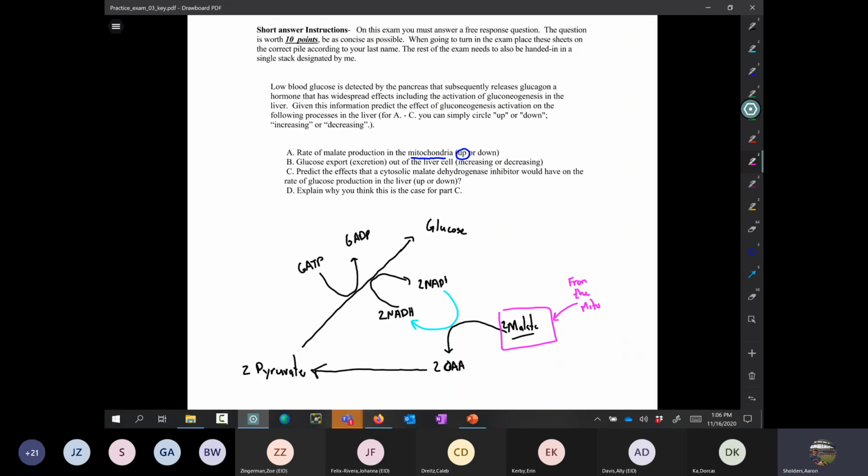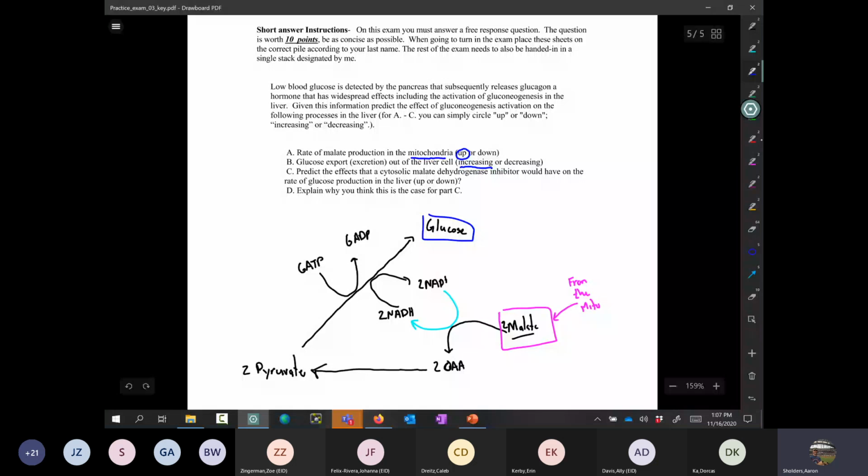Now B, glucose export out of the liver cell is going to increase, of course. In this case, we have glucose being produced, which is then exported out of the liver cell in order to supply the blood with the needed glucose. And then finally, C, predict the effects that a cytosolic malate dehydrogenase inhibitor would have on the rate of glucose production in the liver.